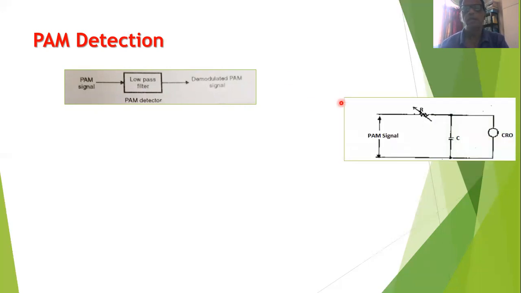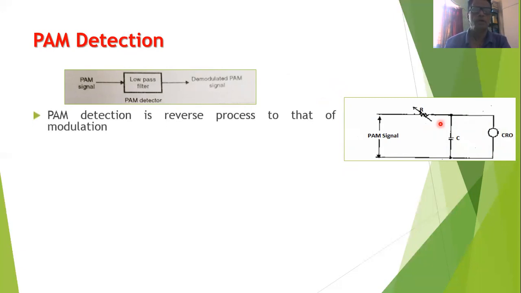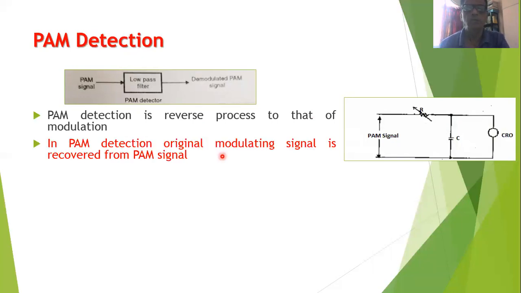A detector circuit is a simple low pass filter circuit as shown in this diagram. By using the resistance R and capacitor C, we can easily construct the PAM detector. At the input, we have applied the PAM signal, and at the output, we will get the original modulating signal. So PAM detection is the reverse process to that of modulation. In PAM detection, the original modulating signal is being recovered from the PAM signal.